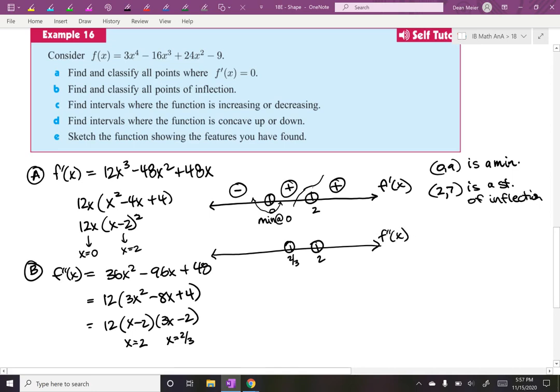And then again, I will test regions of this. So something smaller like 0 is going to give me a negative times a negative, which is positive.